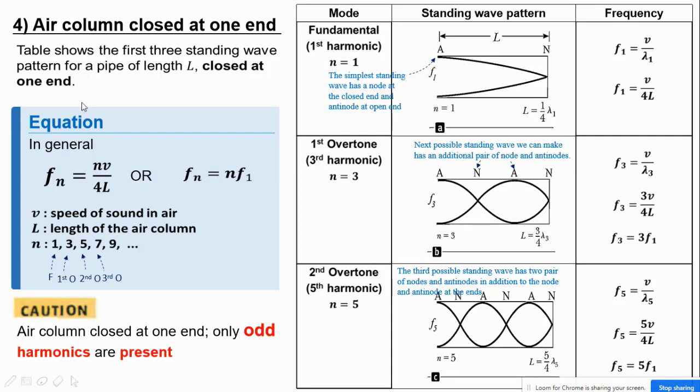So this is the equation in general. fn equals nv over 4L, or fn equals n f1. So please take note that the harmonic numbers of this closed pipe start from 1 and then 3, 5, 7, 9, meaning only odd harmonics are present. So the even harmonic numbers are missing, which are not found.